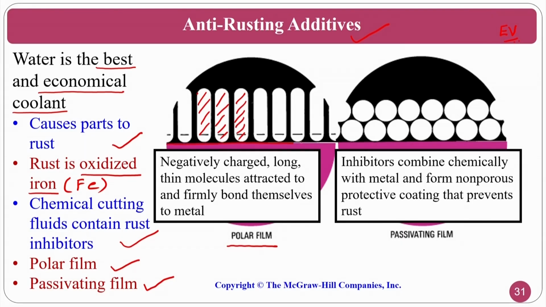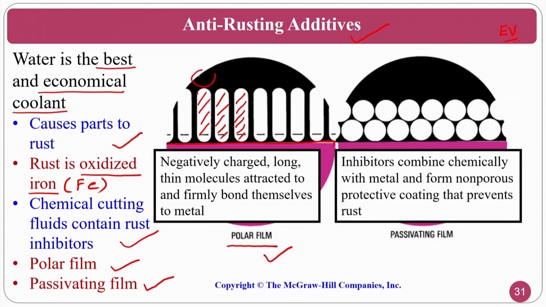The pink one is the surface, so on top of it, it is adhered. This is called the polar film. So if the polar film is formed, what will happen if there is water contact, if the droplets are falling? The negatively charged long thin molecules will protect the metal from direct contact, because this pink one is the metal. So it is protected by these thin structures.